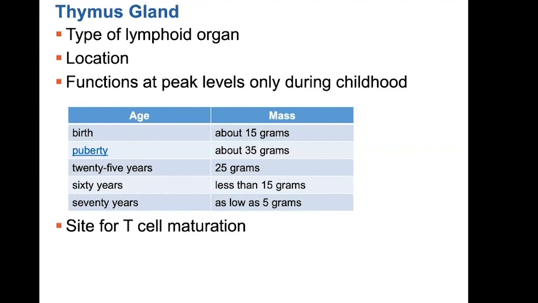As mentioned before, this is a primary lymphoid organ where T cells undergo their maturation. The thymus releases a hormone called thymosin that directs the T cell maturation process.